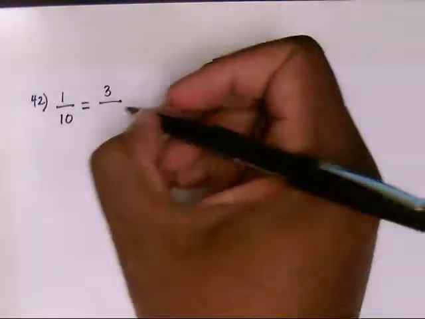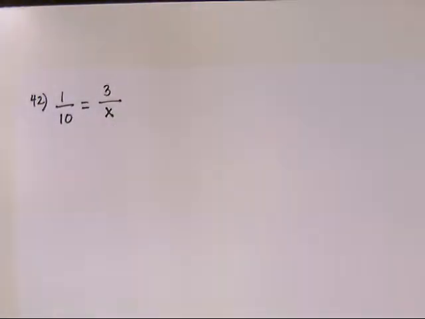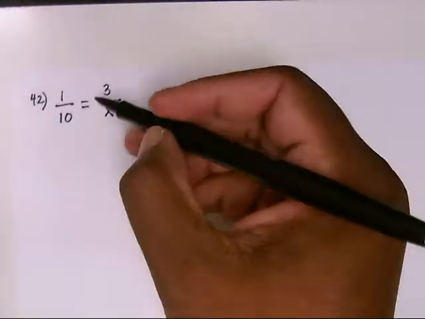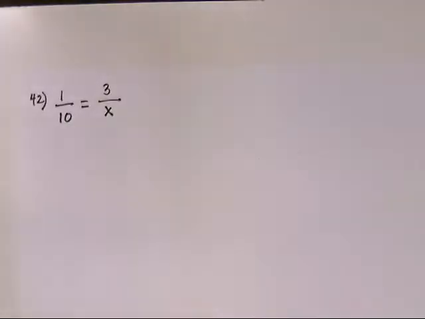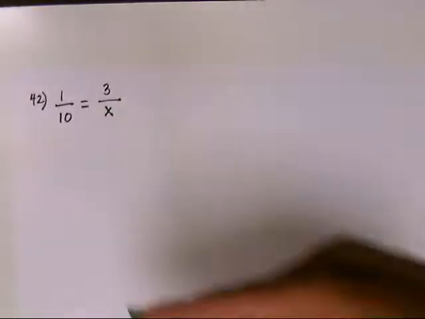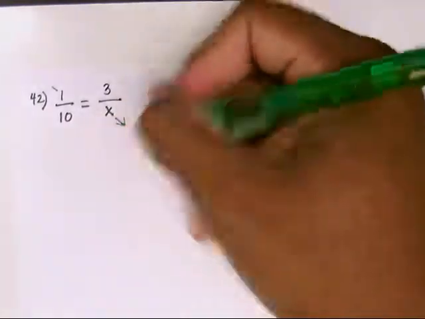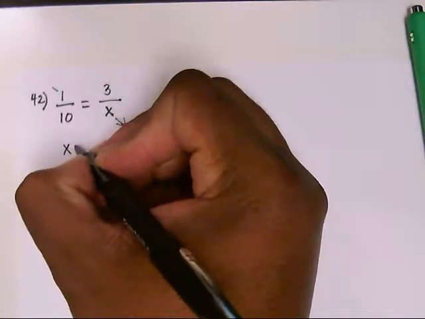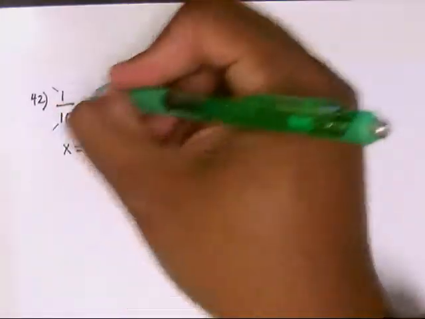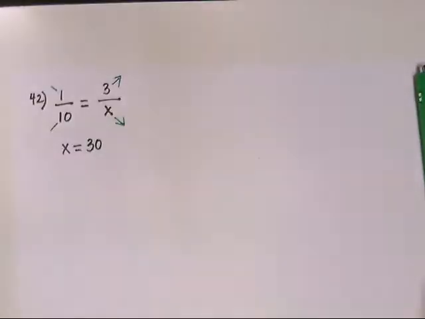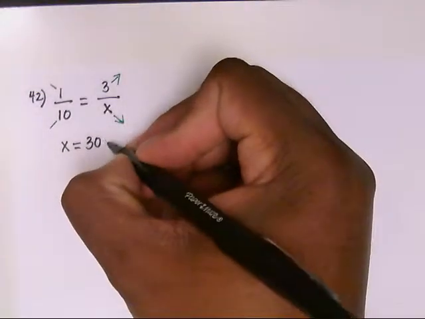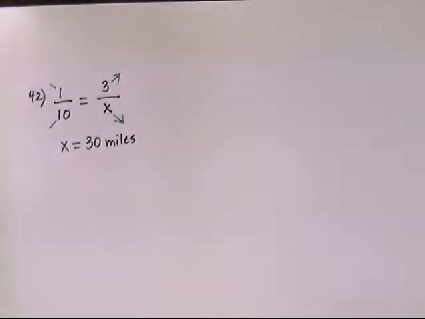And we're finding out how far are they actually apart. That's going to be our x. Okay? We have to be consistent here. Inches to miles, inches to miles. And then we just do our cross products and then solve for x. Well, 1 times x, that's going to be 1x, so just x, and that's equal to 10 times 3, which will give you 30. And pretty much we got this solved for x here, so actually it'll be 30 miles that the 2 cities are actually apart.